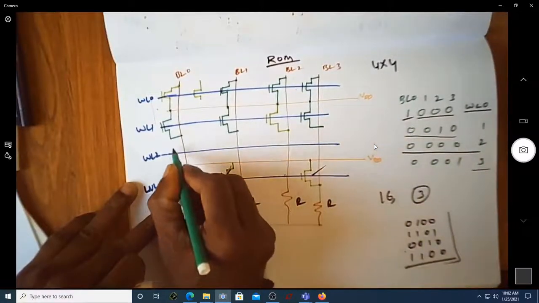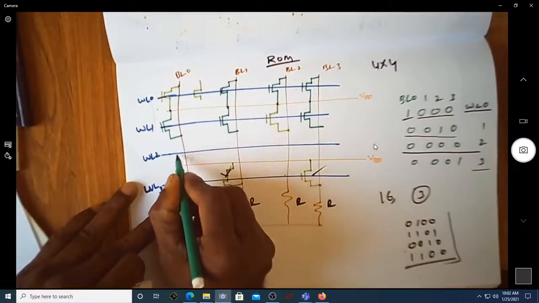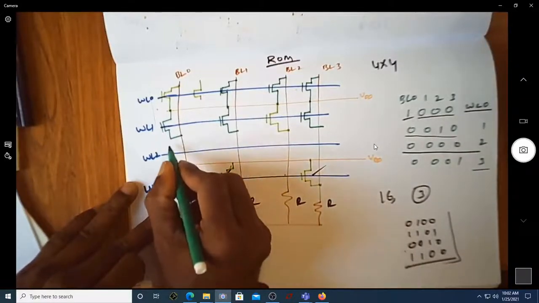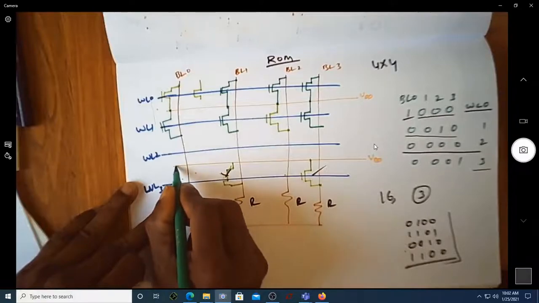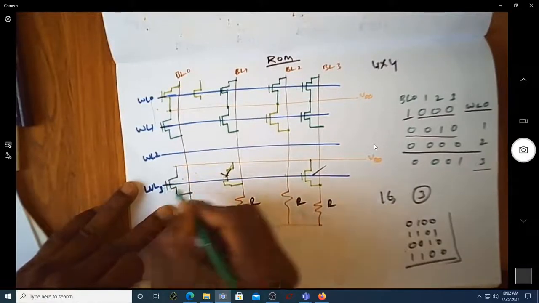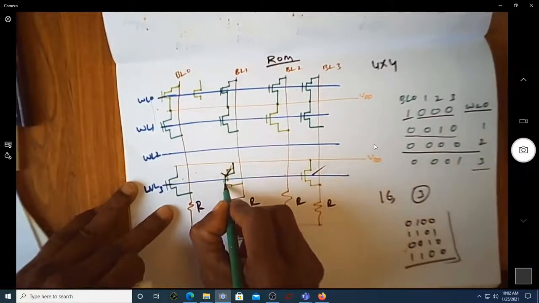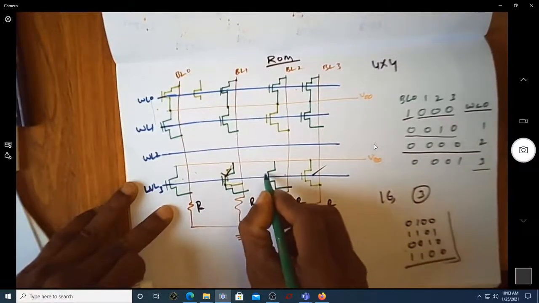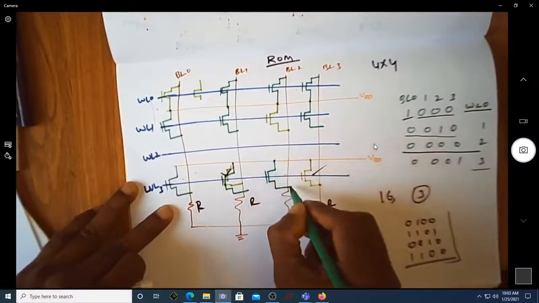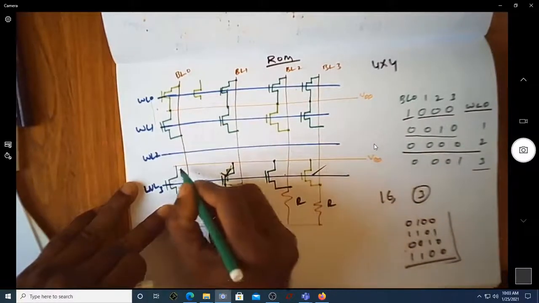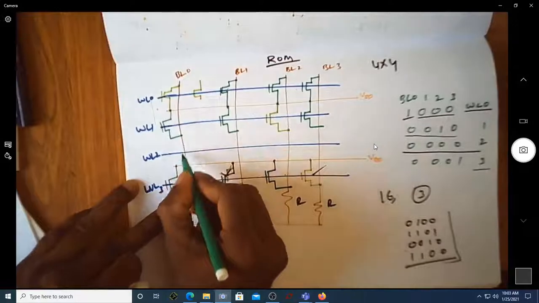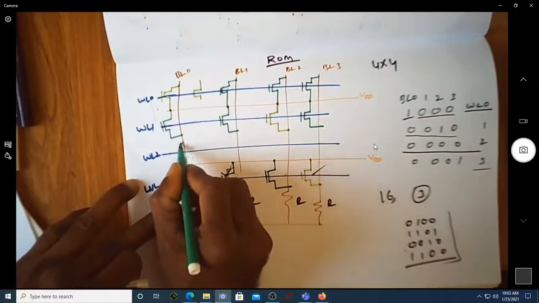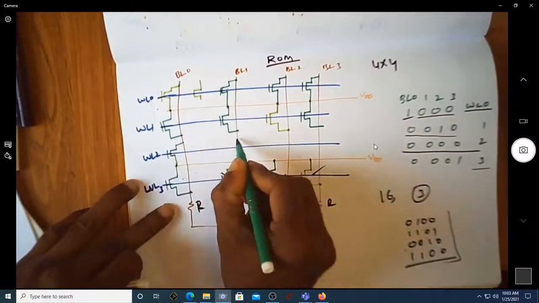You can see we are trying to have a transistor for each and every one. Let me just do it for this, and for this also. Let me do it for this. You can see I have a connection from this to this, this to this, this to this. Next I'm going to have a connection from this to this.